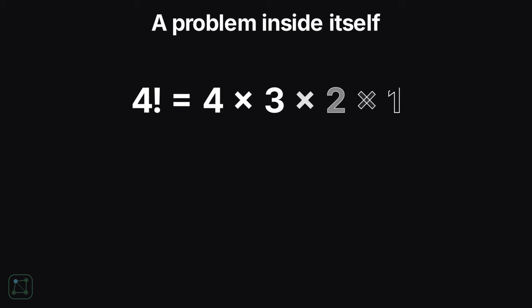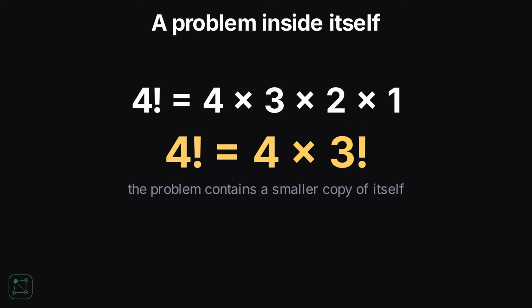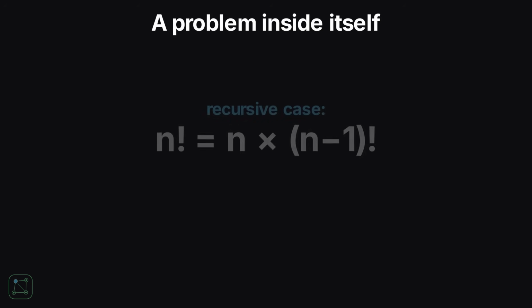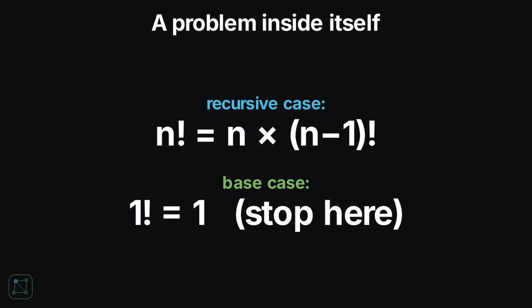Let's use factorial. 4 factorial means 4 times 3 times 2 times 1. The recursive insight: 4 factorial is just 4 times 3 factorial. The problem contains a smaller copy of itself. So we write it in 2 parts. The recursive case: n factorial equals n times (n minus 1) factorial, the function calling a smaller version of itself. And a base case, which we'll get to, that tells it when to stop.